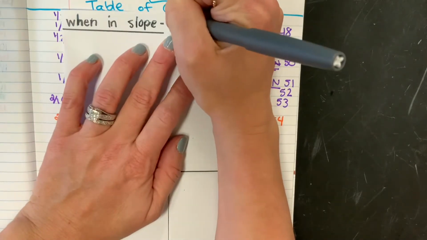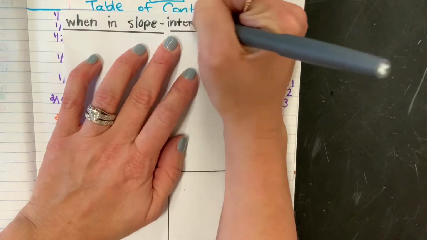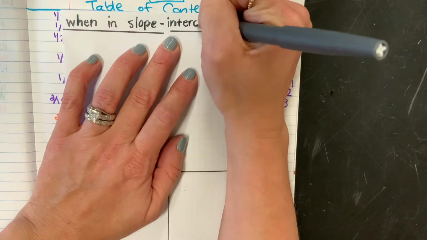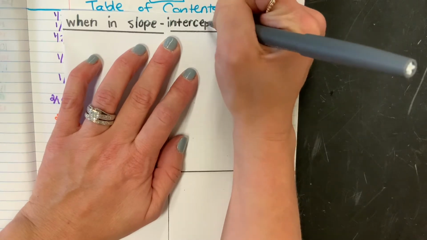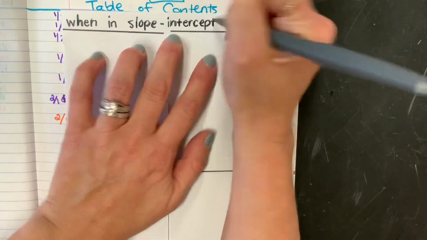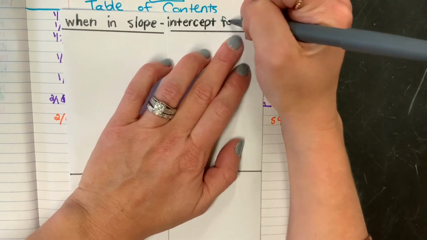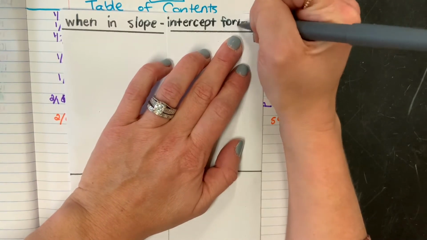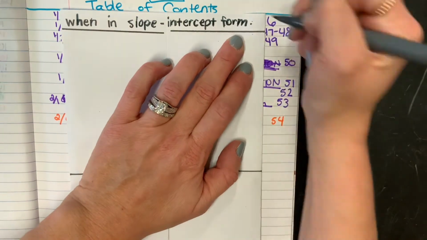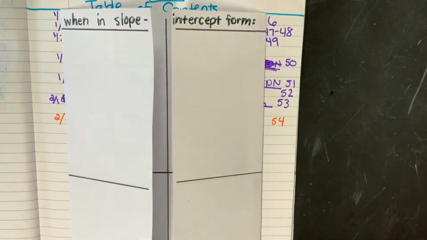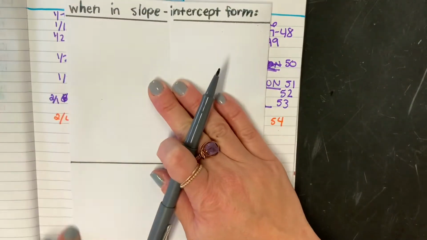What is slope-intercept form? What is the form of that line? What's it look like? Y equals, yes, y equals mx plus b. Okay.